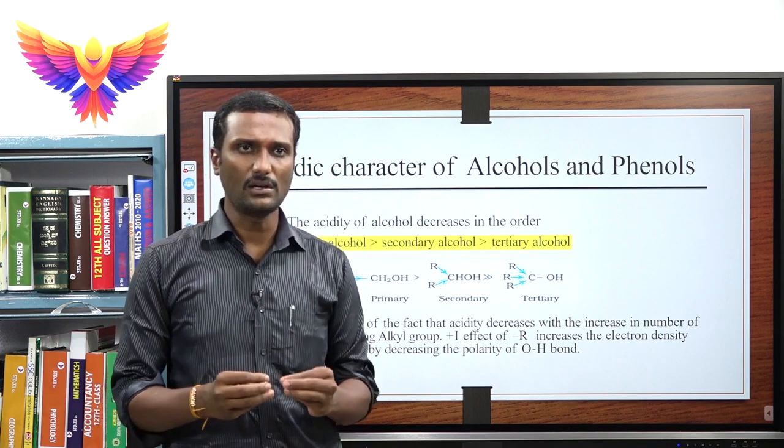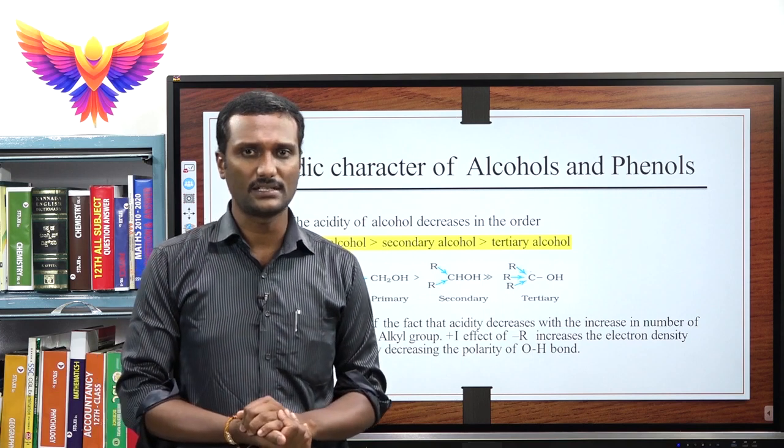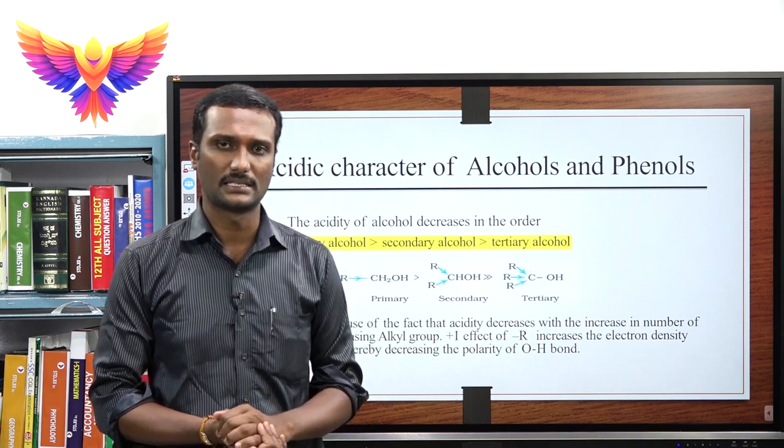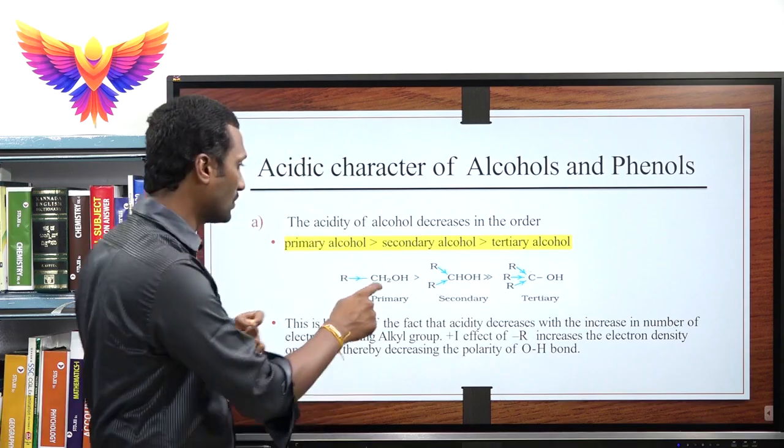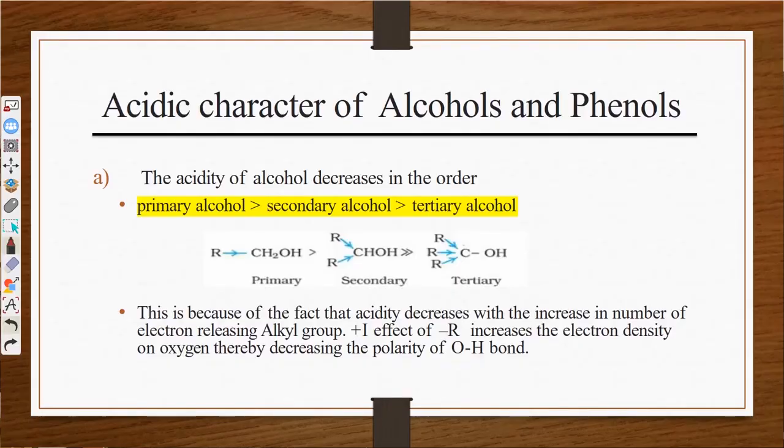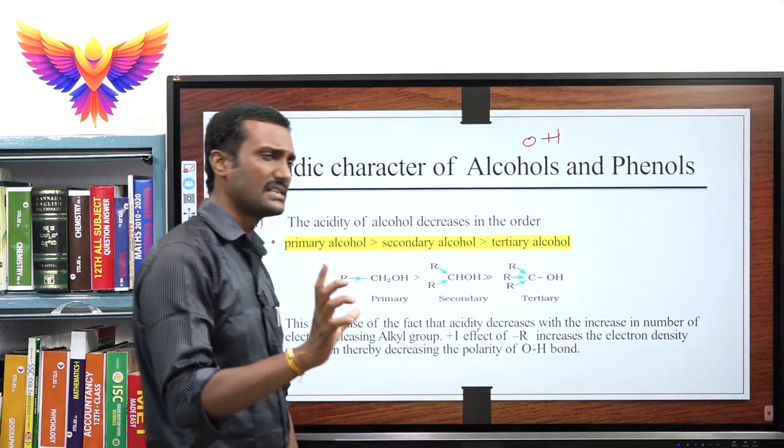Alcohols show acidic nature because of the polar nature of the O and H. The OH group is polar in nature, and because of this polarity only, alcohol shows acidic nature.